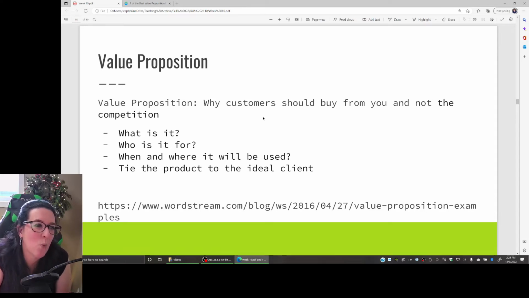So tying what it is about the product to that ideal client. What is the product? Who is it for? When and where will it be used? So if we are creating a product, let's say we're creating the app that becomes Uber, we need to understand who that ideal client is, and we need to have a vision for our product that ties that ideal client to the features of the product. So that's our value proposition.